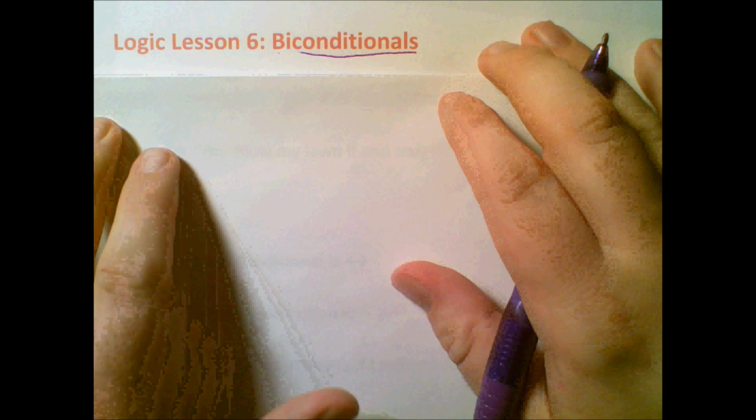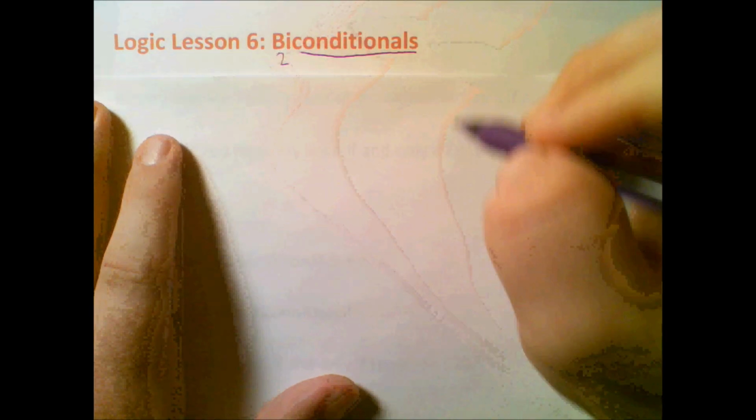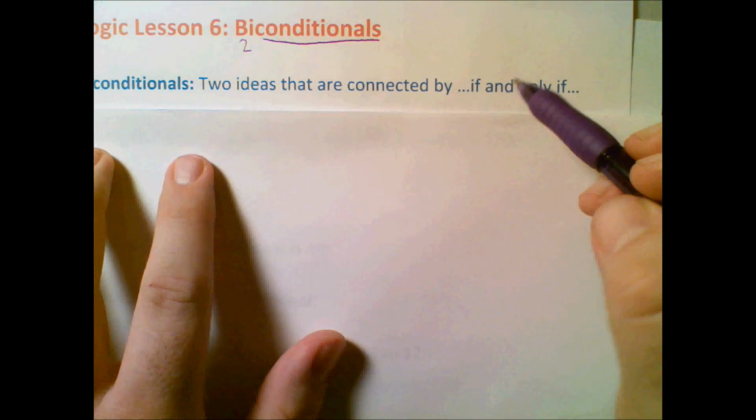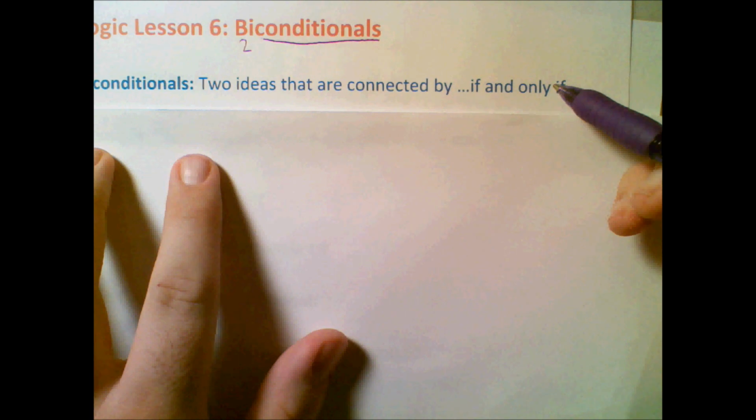Welcome back. This is our final connective that we're going to be talking about in logic, called the biconditional. Basically, a biconditional has the same meaning as a conditional, except it's going to go both ways. Bi means two, so we're going to have two separate conditionals going back and forth. It's going to be two ideas that are connected by the words "if and only if."